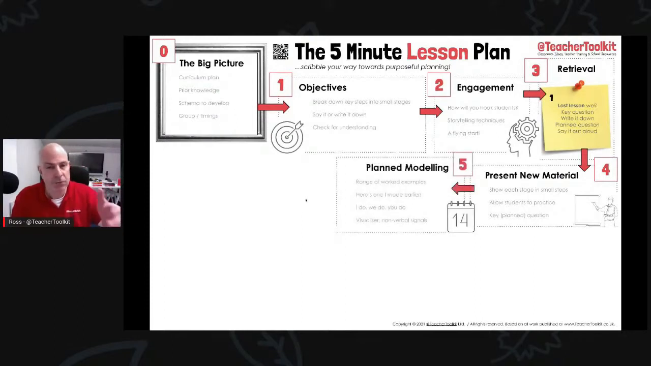Stage 5, planned modeling. So we know we can model. I can do hand gestures. I can pose a question. I can use my body and non-verbal signals to support and challenge students' motivations. I can use a visualizer. Obviously, despite the technical glitch at the start, I'm working online. I'm conscious of the various ways that I can model and scaffold ideas.